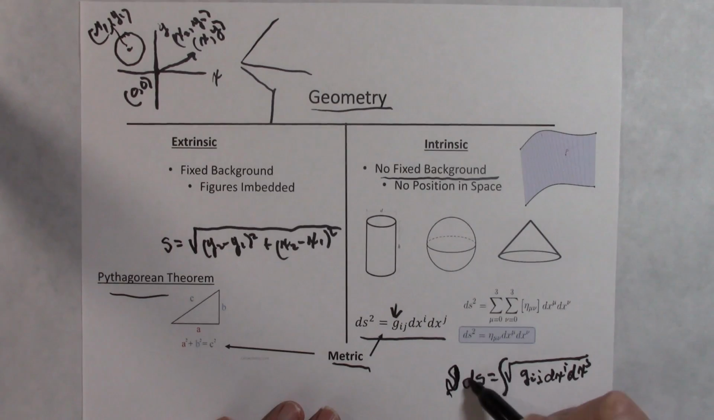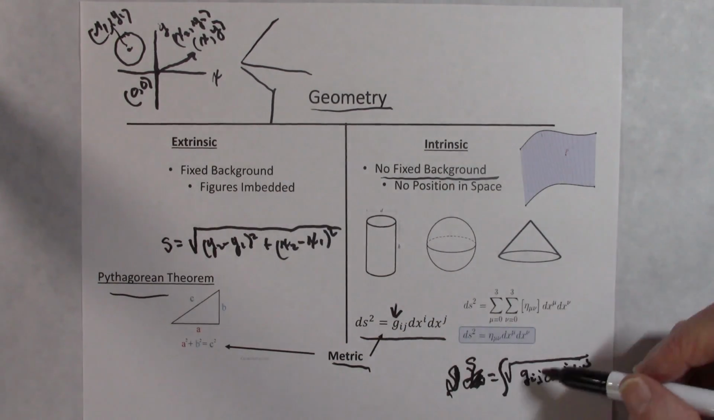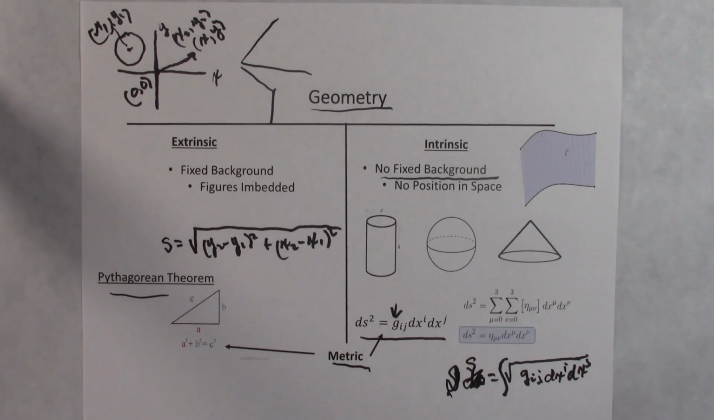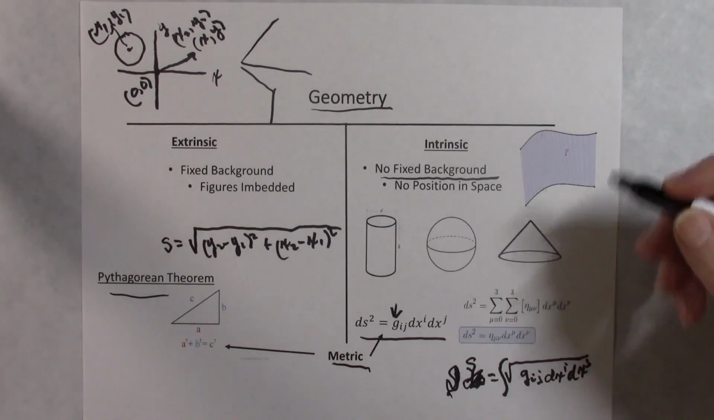Actually, we don't need this, we need this. This tells us the distance. It's the same thing as doing this. We have to integrate, and I'll show you why we do that in a minute. If we don't have a background, how do we define a point in a space?